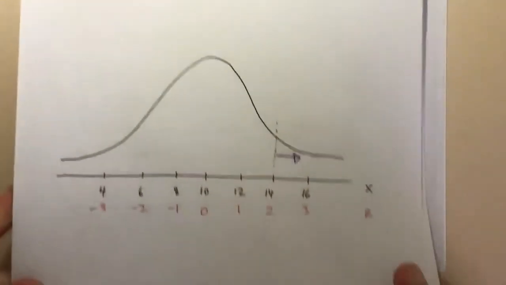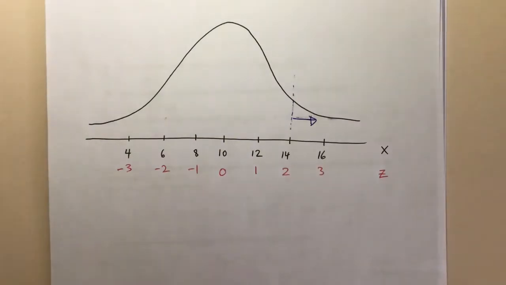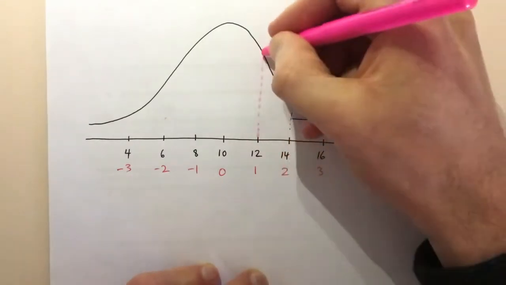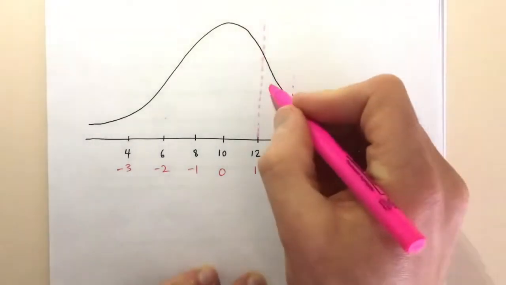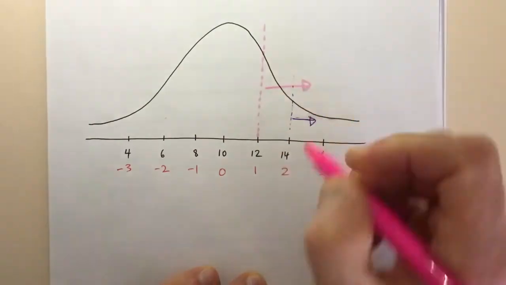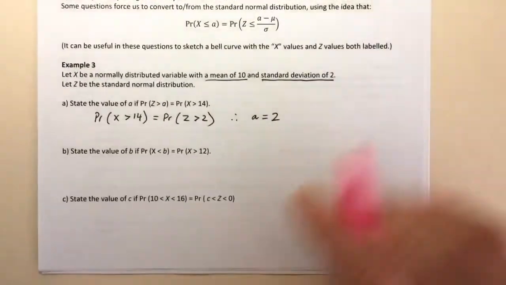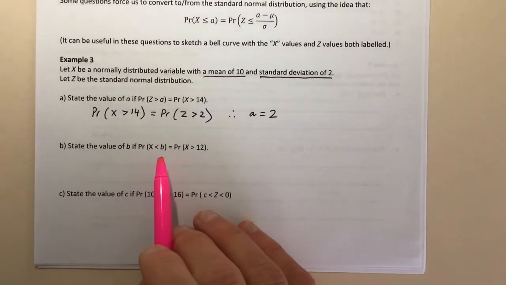So again, I'm going to go back to this picture. So here's x equals 12. And one of my probabilities was the probability that x is greater than 12. So that would be from 12 and above. And then it was asking me to find what's the equivalent probability for x being less than a particular number.